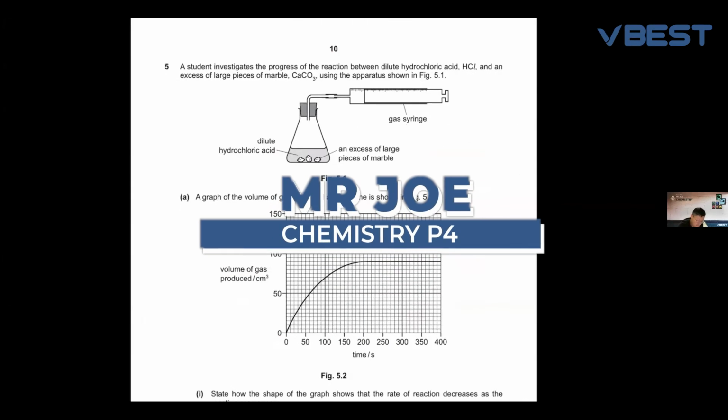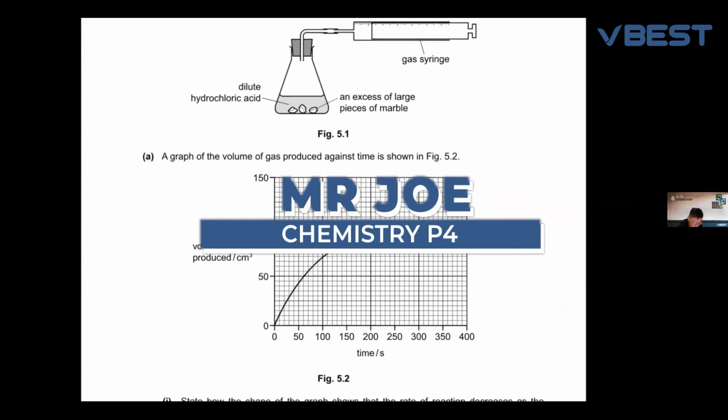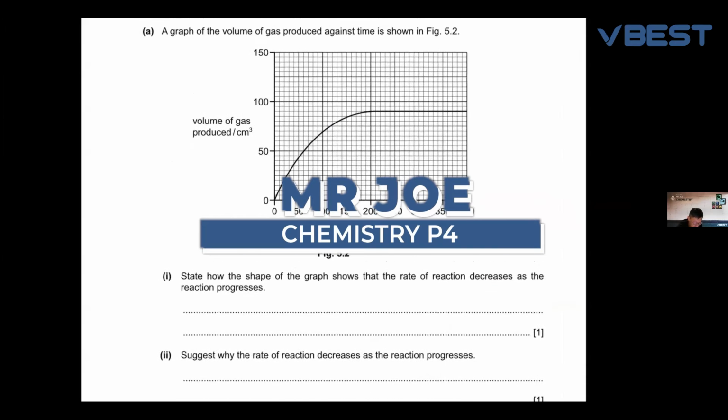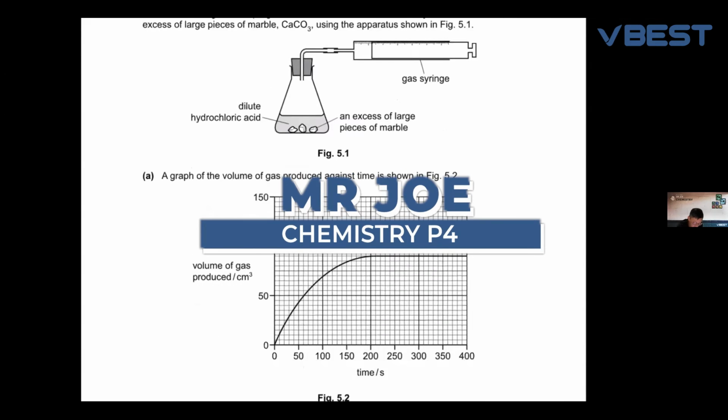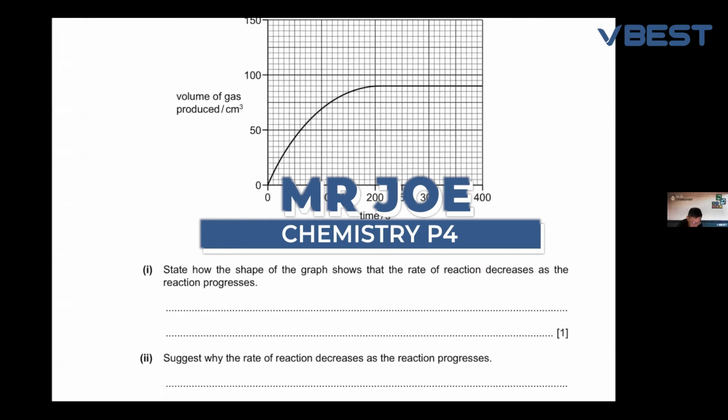Then number 5, a student investigates the progress of the reaction of marble with hydrochloric acid. They produce a volume of gas, then they stop. They ask: state how the shape of the graph shows that the rate of reaction decreases as the reaction progresses.